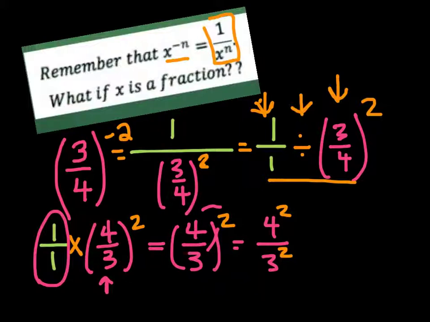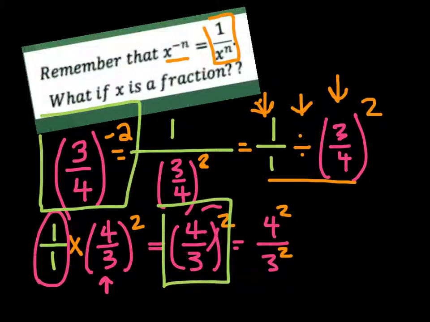Now, if we look at our original operation that we were looking at, we have 3/4 to the negative second power, and what we ended up with was 4/3 to the positive second power. So the next video should make a little bit more sense based on what we just did. I hope this helps.